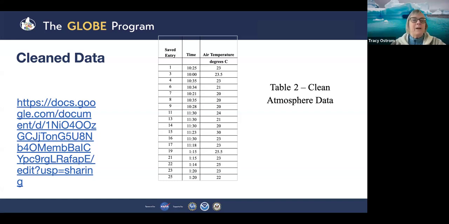So we get to this point where we're cleaning the data. And I'm just going to pause here and let you take a look at that. Anything stand out? Any questions about data table 2 that you're looking at right now? You can add it in the chat.